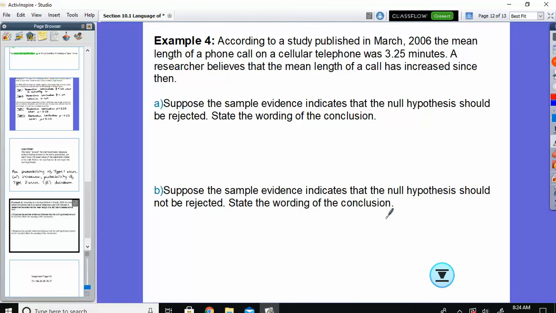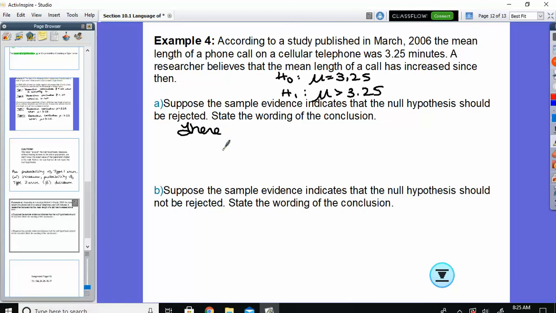According to a study published in March 2006, the mean length of a phone call, so this is the example we've used several times already, was 3.25 minutes. The researcher believed that the mean has increased. So remember, with this example, the null was that the mean was 3.25. The alternative is the mean is bigger than 3.25. Part A: suppose the sample evidence indicates that the null hypothesis should be rejected. So we'll do this work and it tells me that I should reject it. How will we word that conclusion?